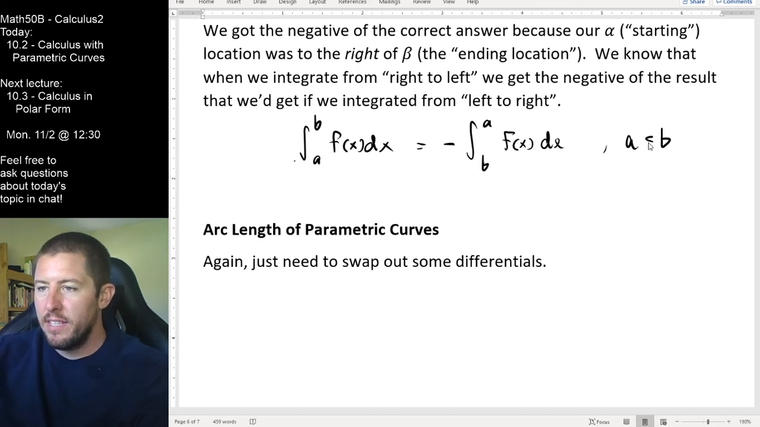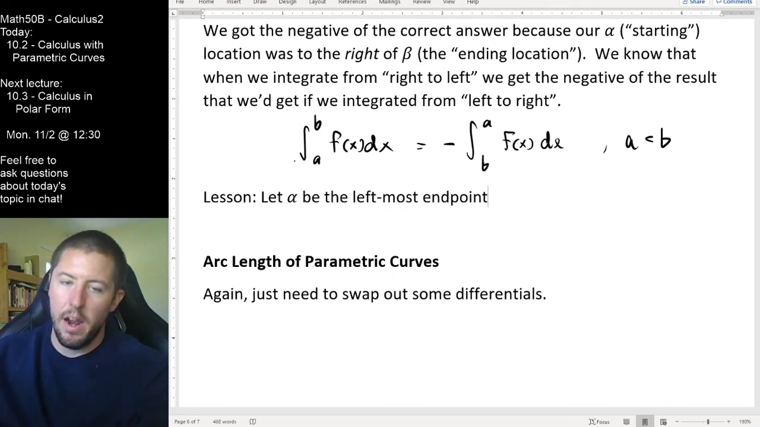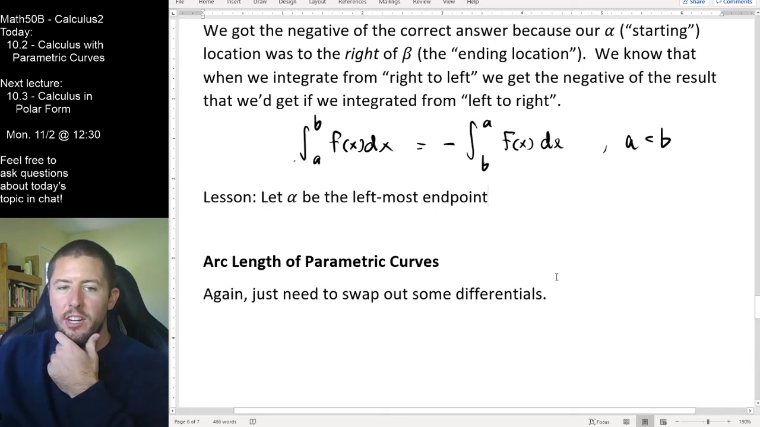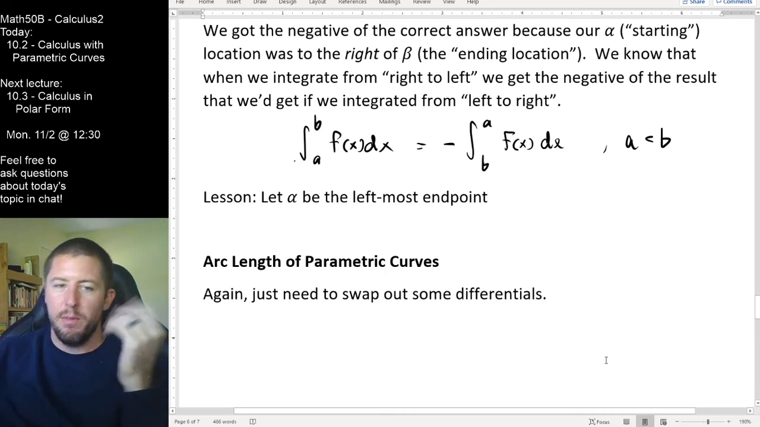And so our lesson here is, let alpha be... Wait, what? How did that happen? All right. So regardless of what you think about your starting and ending endpoints right there, to have delta x be positive, we always have to go from left to right, basically.